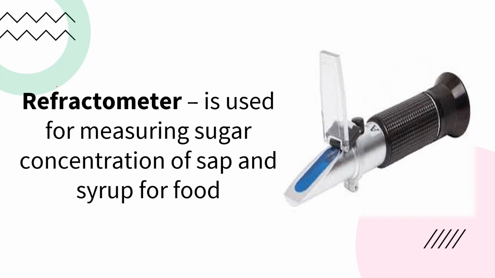And the next is the refractometer. It is used for measuring the sugar concentration of sap and syrup for food. When we hear the word syrup, it is a mixture of sugar and water. So, the brine earlier, we said, is salt and water. Syrup naman, mixture of sugar and water. This is the picture of a refractometer.